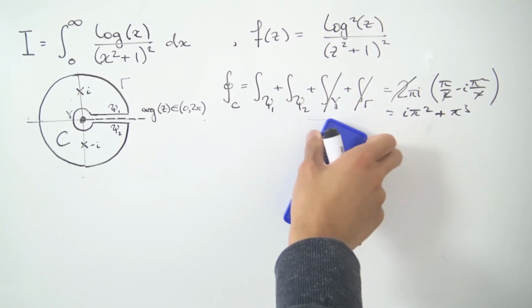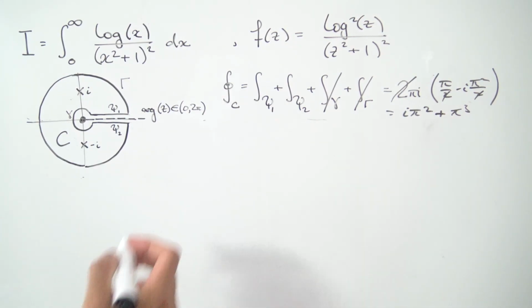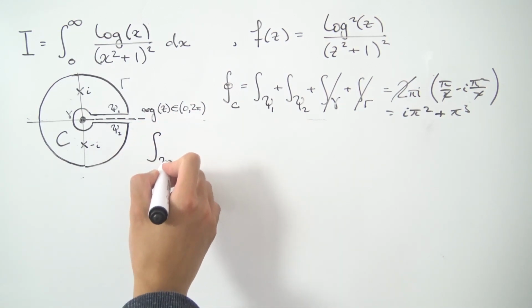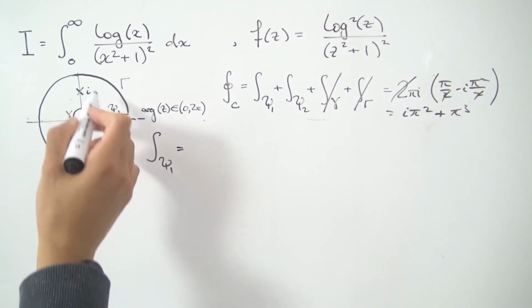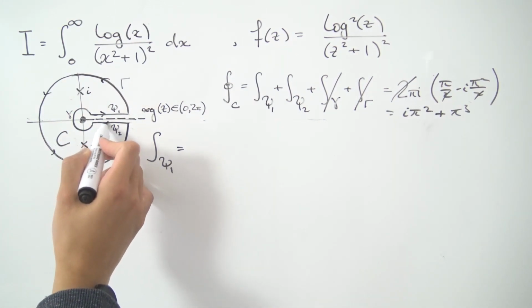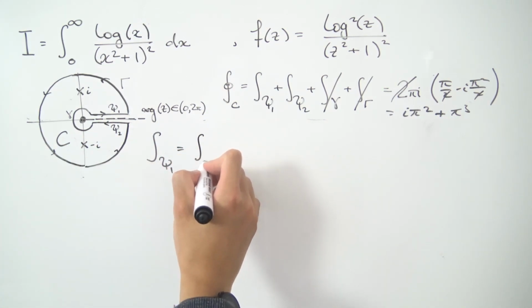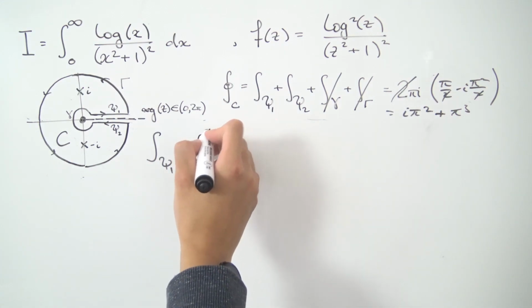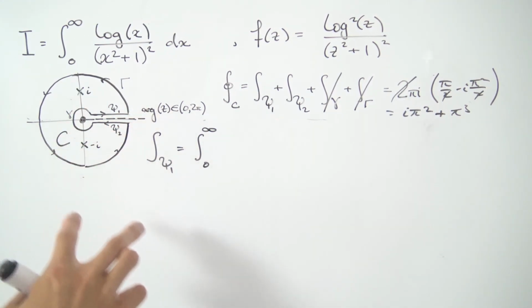Now the final thing to do is to compute the integrals over psi1 and psi2. So how do we go about evaluating the integral over psi1 of our function f of z? Well, our contour is traversed in the positive direction, anti-clockwise, so psi1 is going to be going to the right. So if we write this out as a parameterization, we're going from 0 up to infinity. Now notice we're approaching everything from above.